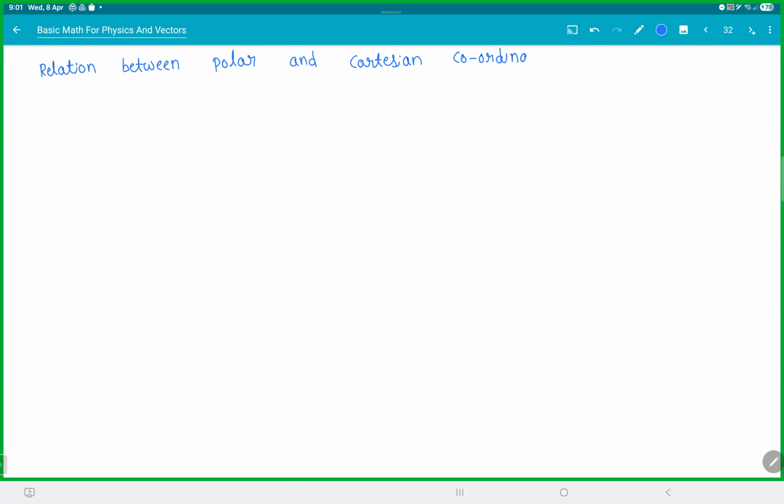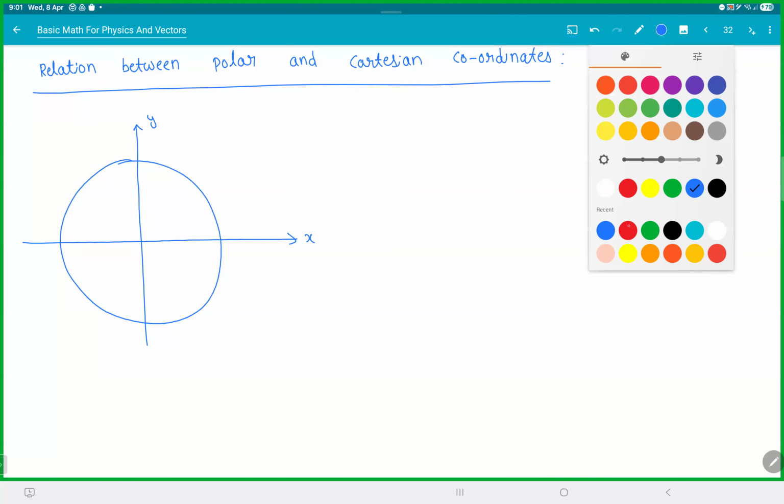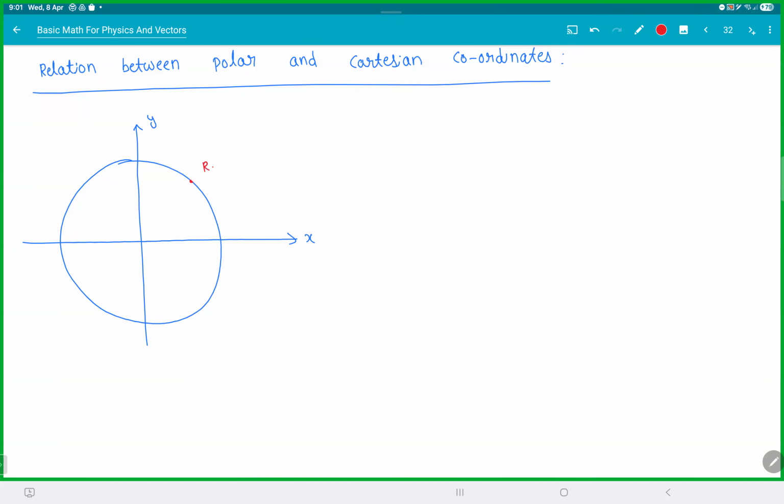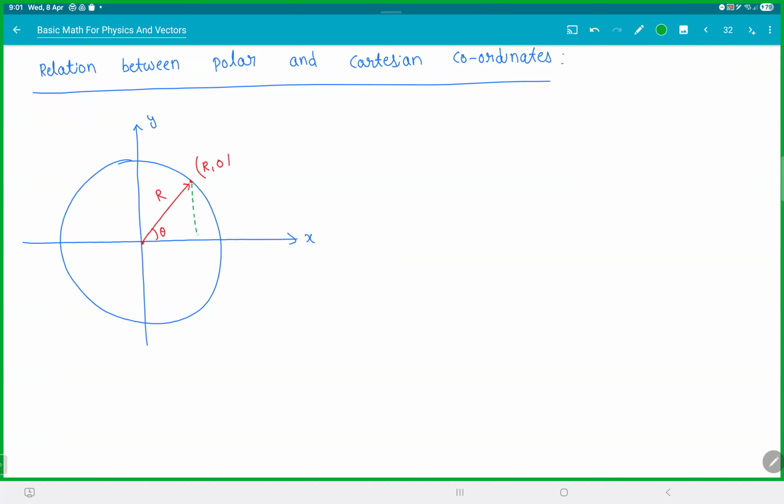So how do you find this? You actually draw both the axes at the same time. You draw your x-axis, you draw your y-axis, and let's say this point is (r, theta). Understand the meaning of it: r means the radius from the center, so this distance is r, and this angle is theta. From here, if you drop a perpendicular, this base will be your x coordinate and this height will be your y coordinate. Make sense?